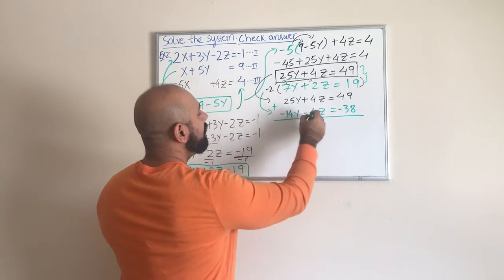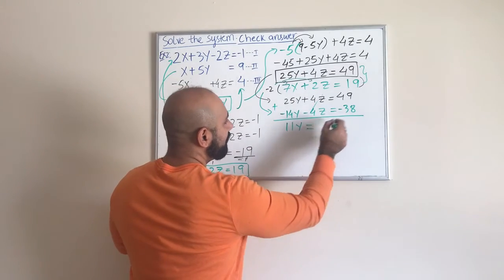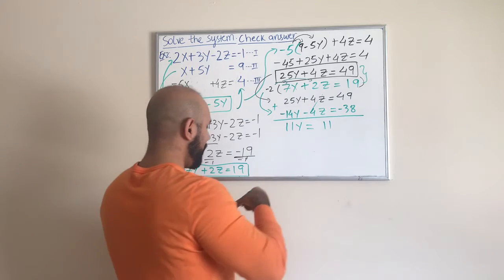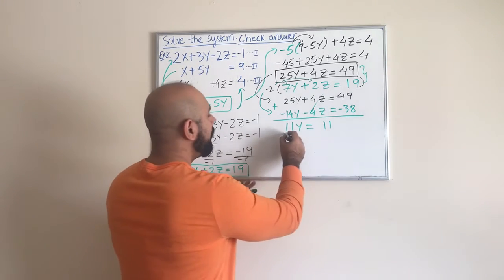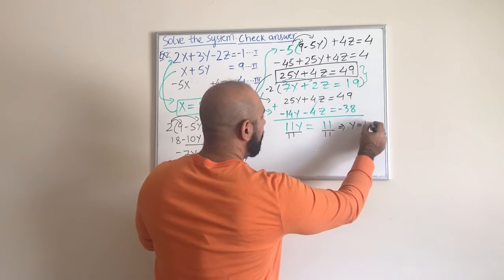You add these two. This crosses out, and 25 minus 14 is 11y. And on this side, I still have an 11, 49 minus 38 to get y by itself. I know we have to divide both sides by 11. And then from here, I get y equals to 1.